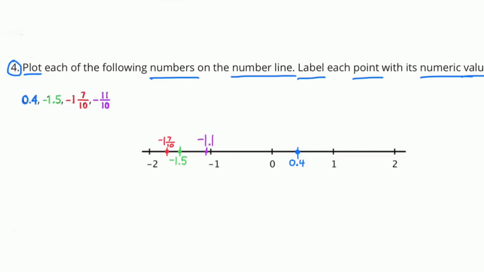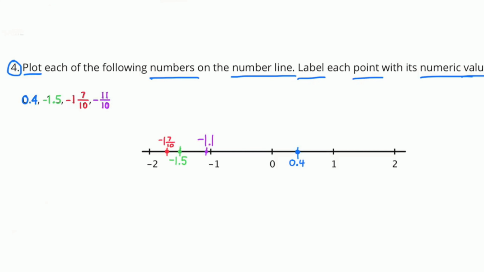Number 4. Plot each of the following numbers on the number line. Label each point with its numeric value. 4/10, -1 and 5/10, -1 and 7/10, negative 11/10. On the number line, the furthest to the right would be 4/10. That's the greatest number of the four numbers that they gave us.